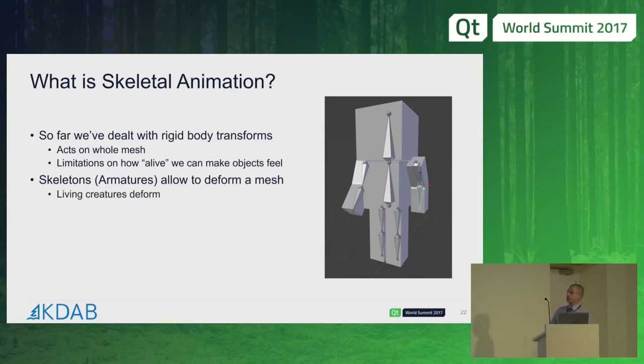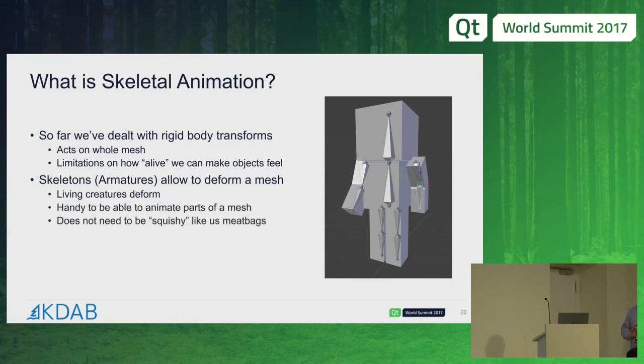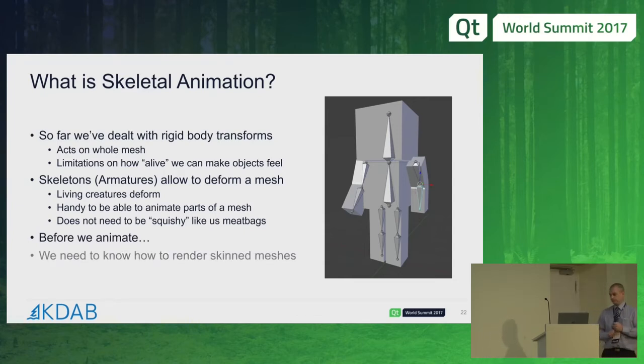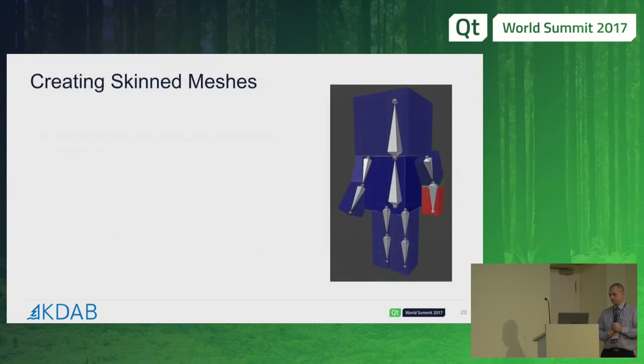Now, as I say, skeletons can deform a mesh, like living creatures, so biological things, humanoids, things like that, but it doesn't have to. We can also animate rigid bodies. If you set up your skeleton such that a joint is associated solely with one group of vertices, then you can use that as a rigid body sub-mesh of your overall mesh. But before we animate these skeletons, we first of all have to know how to render them. So let's have a look at the process involved.